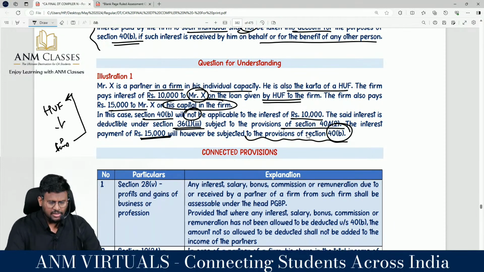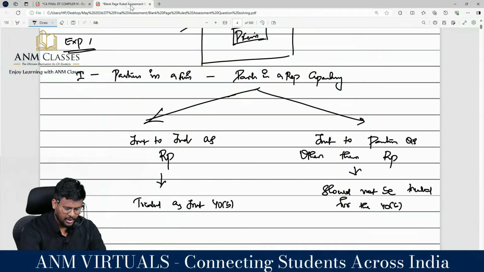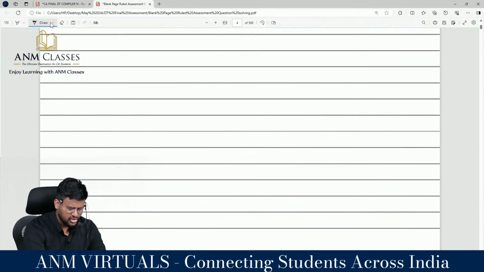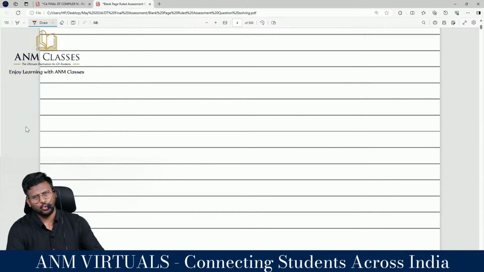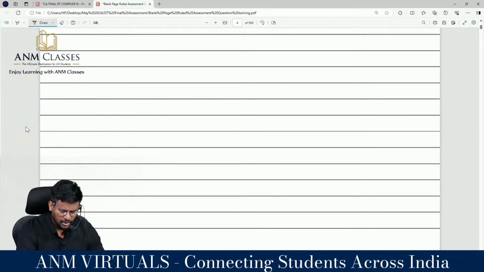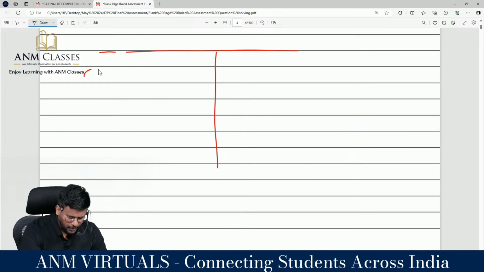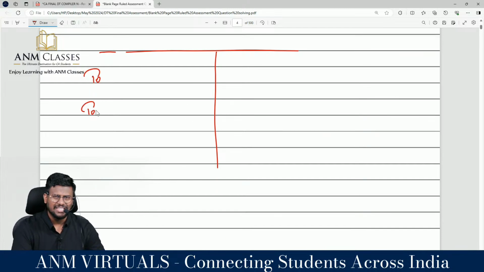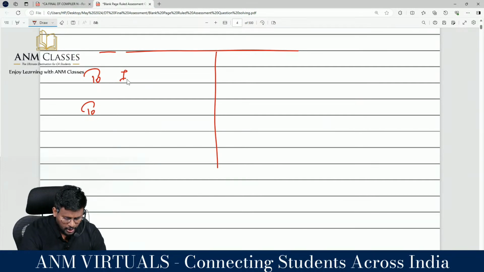This is the connected provision, my dear lovable students. So under section 40B, sir, we are having two explanations. Shall we have a very quick summary for 2 to 3 minutes of what we are doing? Very simple. We are talking about assessment of partnership firm. With regard to assessment of partnership firm, 2 extra items can be debited to P&L account: interest on capital and remuneration to partners.